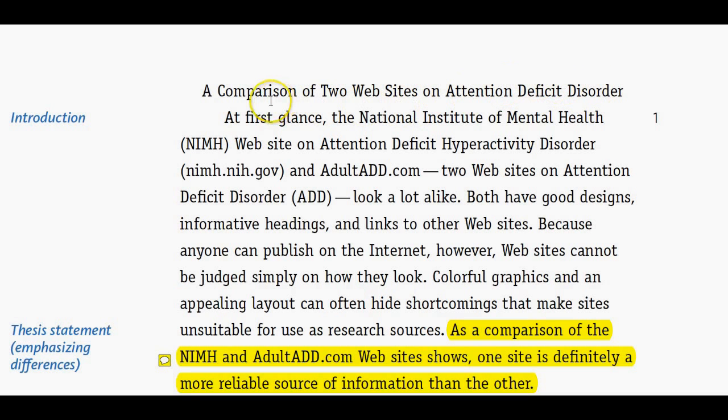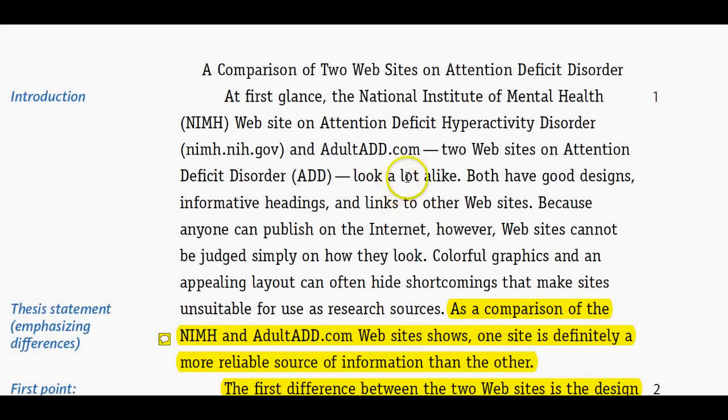Right away we will know that this is going to be a comparison or contrast essay because of the words used in the title. Also, we know what they are going to compare: two websites. And what is the topic of those websites? Attention deficit disorder. Therefore, this title is very, very good.